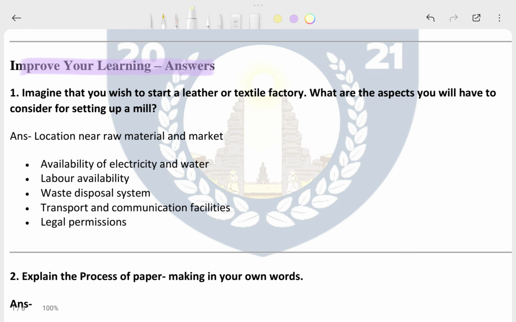So the first question is: imagine that you wish to start a leather or textile factory. What are the steps you will have to consider for setting up a mill? So how can you set up the mill for textile or leather if you want to set one up? So this is the answer. Here you can see. Actually I have to choose a red pen here. So here it is the answer, right?